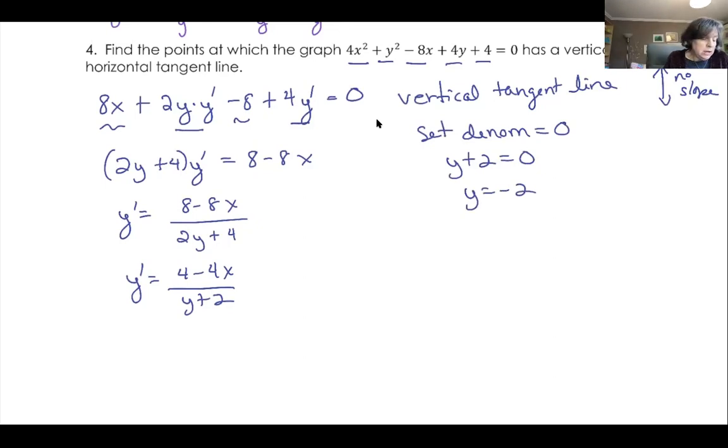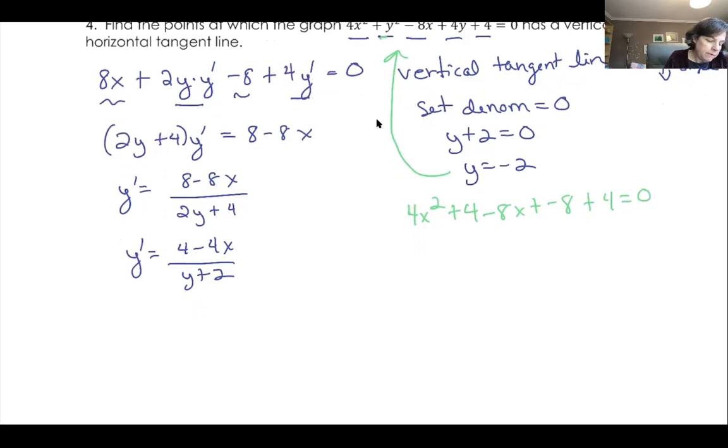Okay. So I plug y equals -2 into the equation that relates x and y, the original equation of the graph. Because I know on an ellipse, there's going to be two places where y is -2. So I've got 4x squared plus (-2) squared, which is 4, minus 8x plus 4 times -2, which is -8, plus 4 equals 0. So that's a simple equation to solve for x, hopefully.